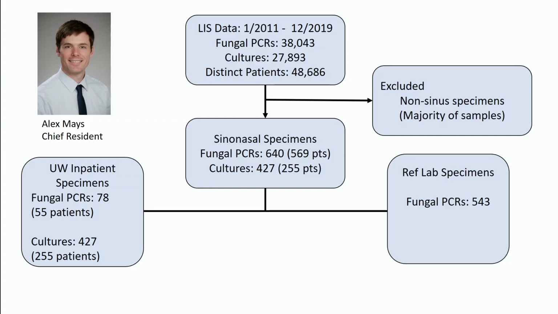And then when we just look at sinonasal specimens, we see there are about 640 fungal PCRs representing nearly 600 patients, and 427 cultures. Really all of those come from the inpatient setting here at UW or one of our associated institutions. So for our inpatients, there are only about 55 patients, which is a tractable number for chart review, which is great. And then they had about 78 fungal PCRs between them.